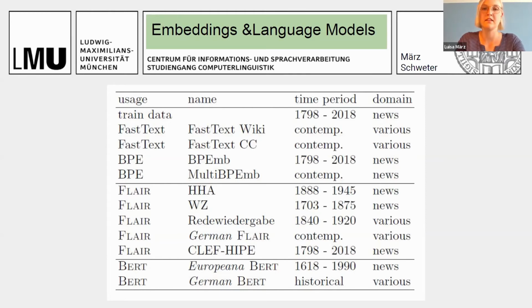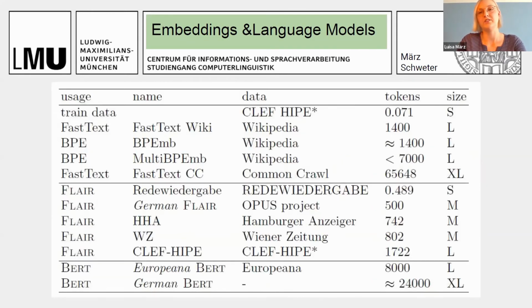And in the second table, we also tried to picture the size of the different training data for the embeddings. And the token size here is given in millions. So there is a very big difference between the different embeddings.